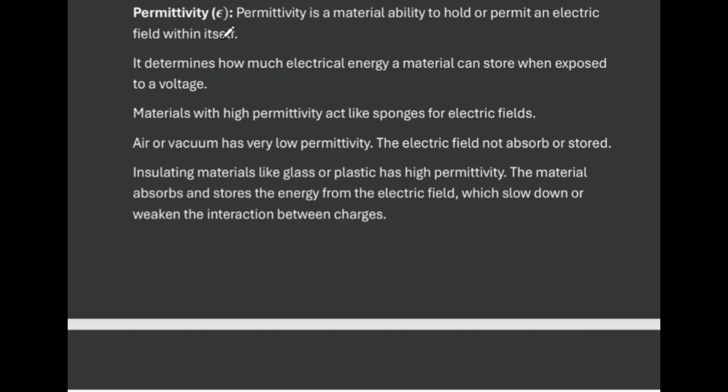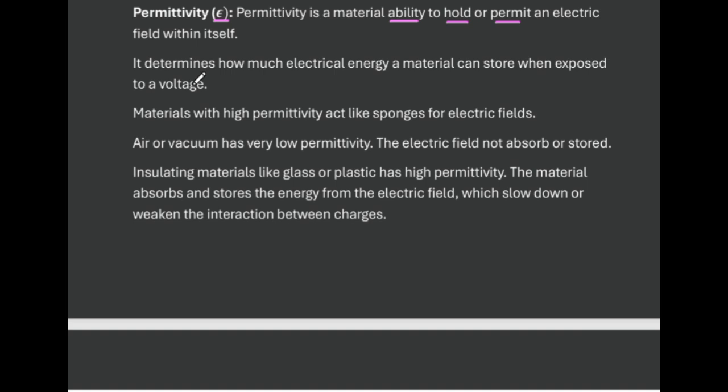Now let's come to know the permittivity. What is meant by permittivity? Permittivity is a material's ability. It is the property of a material to hold or permit an electric field within itself. Generally, permittivity means how much electric field a material can store within itself. This property is called permittivity and it is represented by epsilon. For a material medium, it is represented by epsilon, and for vacuum or free space, it is represented by epsilon naught.